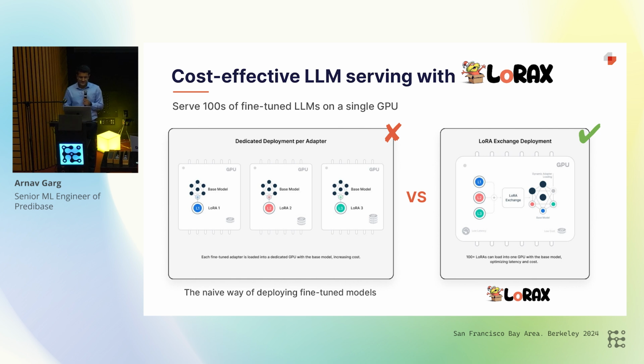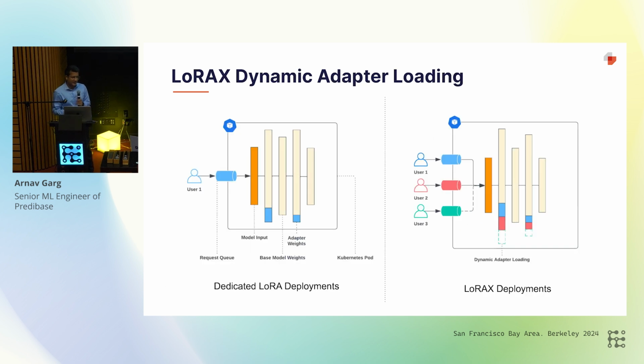So the first idea is this notion of dynamic adapter loading. A lot of fluff words for a very simple idea that traditionally, when you have a deployment, you have a user, you have a request queue. And the idea is that you're a client, you send a request to your model, and it gets put in this queue. You generate a response, and you return it back. And you do this subsequently for many different requests. Right? That could come from many different users, something like that.